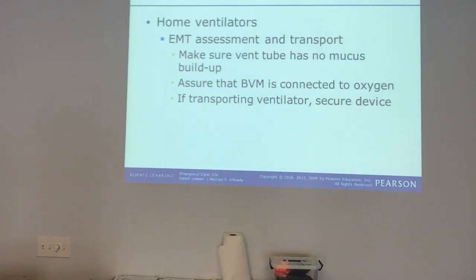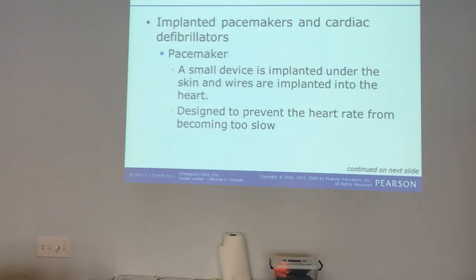So, EMT assessment and transport: make sure the vent tube has no mucus buildup, no mucus plugs, and they are nasty. Make sure that the BVM is connected to oxygen. If the ventilator's not working, take it off, use a BVM and bag them. Okay?